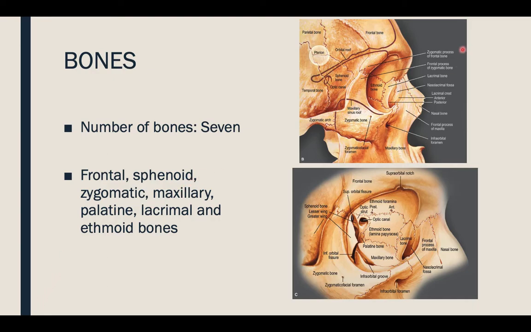So the above picture is a lateral view and this is an anteromedial view. Now let's see which are the 7 bones. Firstly, the frontal bone here. Then we have maxillary bone, the lacrimal bone, ethmoid, and the sphenoid bone. Here we have the zygomatic bone, and seventh here we can see the palatine bone.